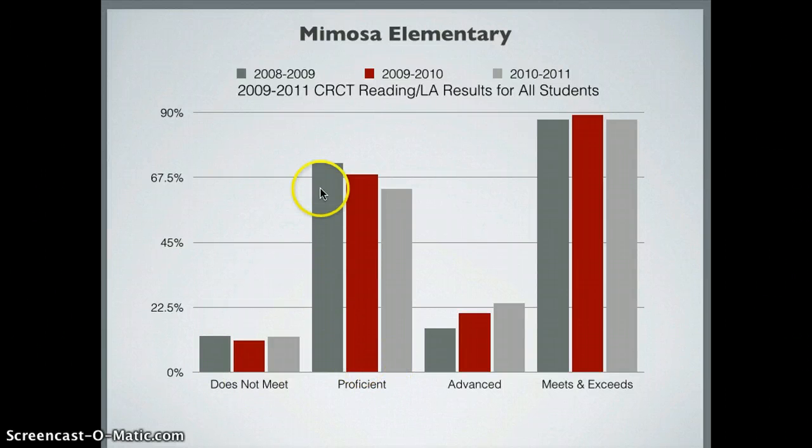Here for proficient, we have gone down as the years have gone by. So the students have become less proficient. Advanced, we have more students who have achieved in the advanced area. And then meets and exceeds, we have a slight increase and decrease here for meets and exceeds, but a very high percentage, so that is great.